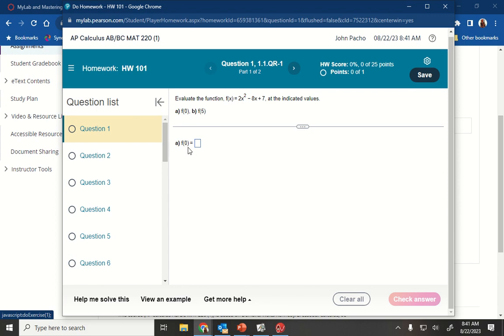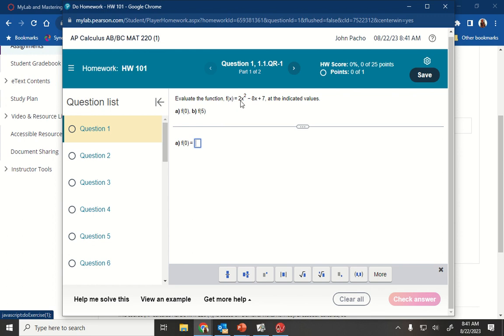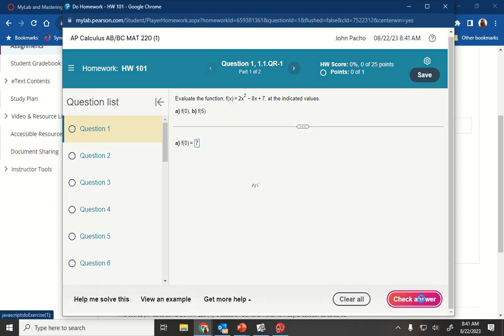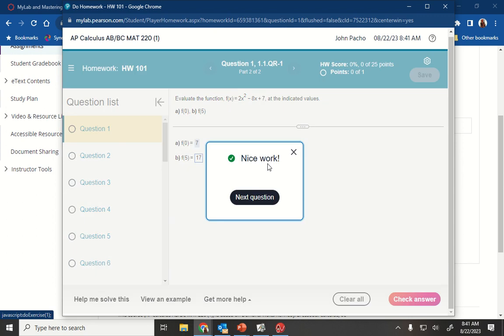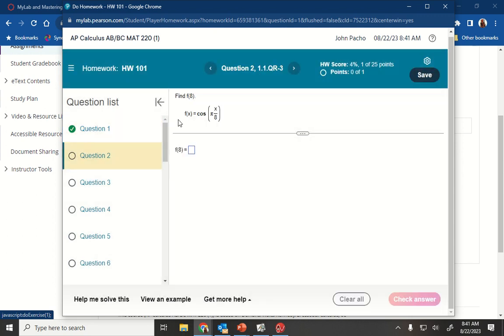Okay, so it says f of 0. Plug in 0 here. So 0 squared times 2 is 0, minus 8 times 0 is 0, plus 7 is 7. Check answer. Yay! Now, f of 5. We're going to do the same thing. So it's going to be 5 squared is 25, times 2 is 50, minus 40. So that's 10, plus 7 is 17. There we go.